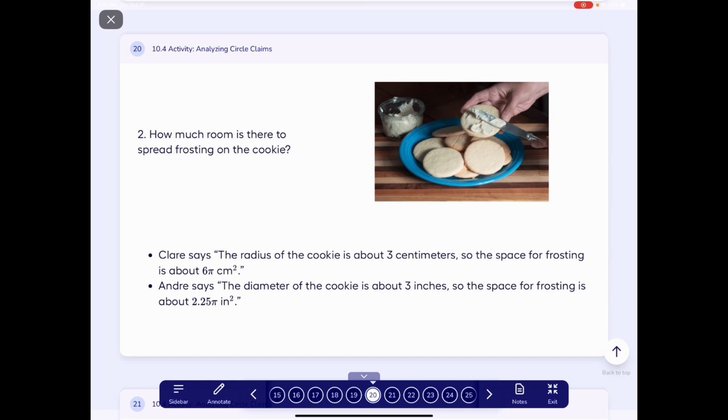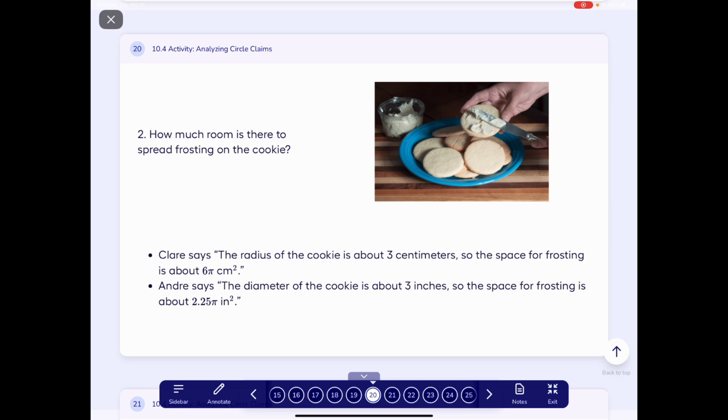Question 2, how much room is there to spread frosting on the cookie? Claire says the radius of the cookie is about 3 centimeters, so the space for frosting is about 6 pi centimeters squared. Andre says the diameter of the cookie is about 3 inches, so the space for frosting is about 2.25 pi inches squared. Who do you agree with and why?